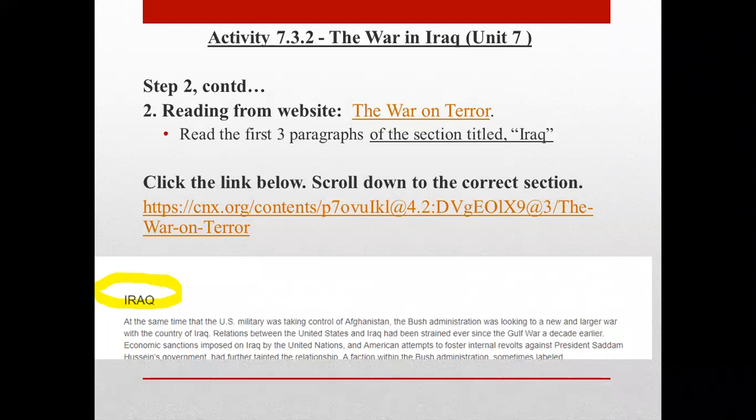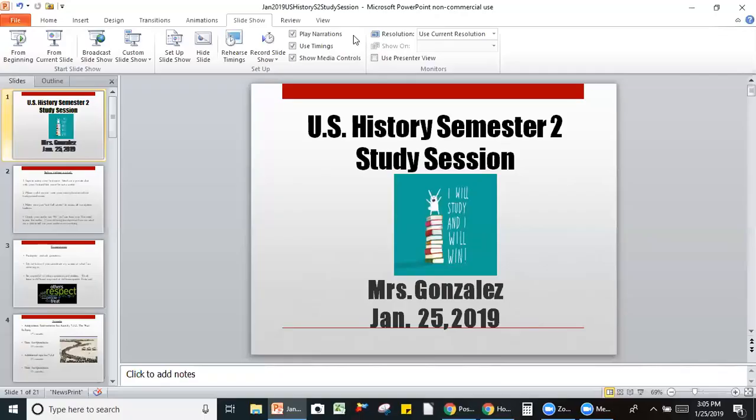So we're continuing this. Step 2, continued. So the reading from the website, the war on terror, like I said earlier, make sure that you scroll down and you read the section titled Iraq and read the first 3 paragraphs. And I would even say to read the entire thing, not just the first 3 paragraphs.